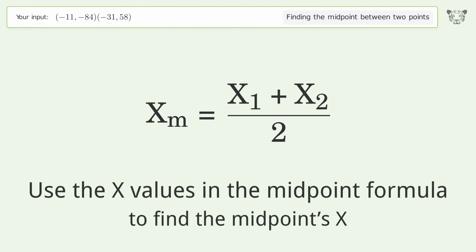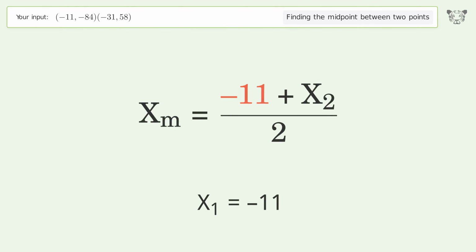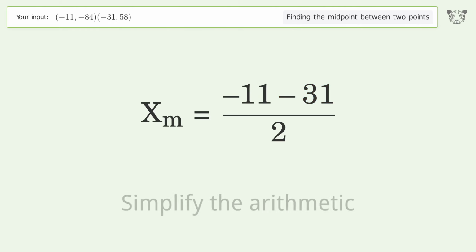Use the x values in the midpoint formula to find the midpoint's x. x1 equals -11. x2 equals -31. Simplify the arithmetic.